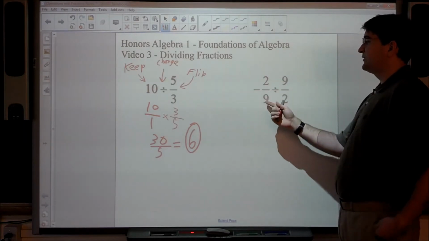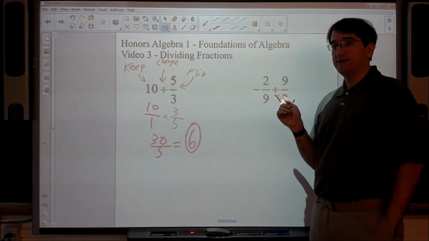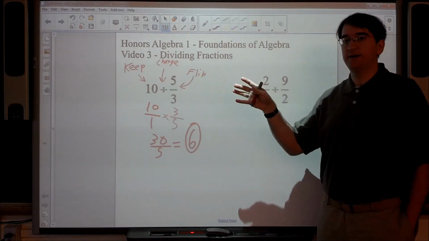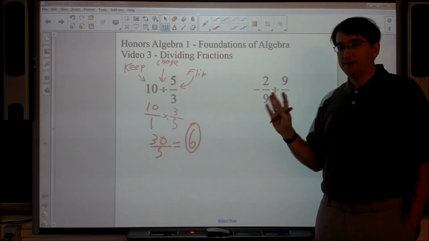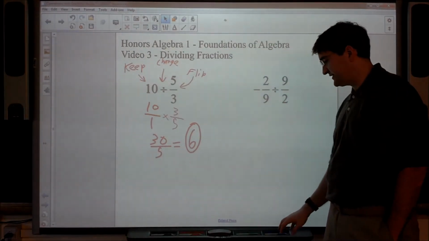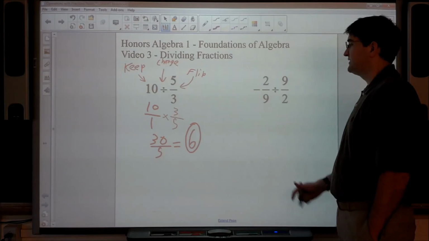Same thing for the second one, -2/9 divided by 9/2. Don't shortcut this really quickly. Don't see 2/9, 9/2 and immediately cancel everything. That's a common mistake. Think about it. Do the process. Even if you think you know what the answer is, step it through the process until you're absolutely positively sure that you're not making any mistakes.